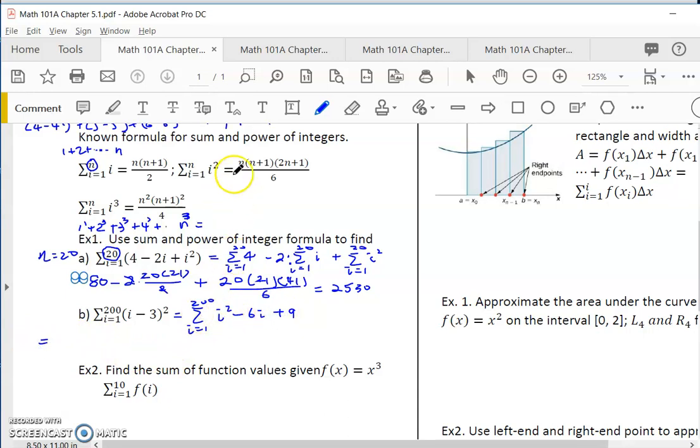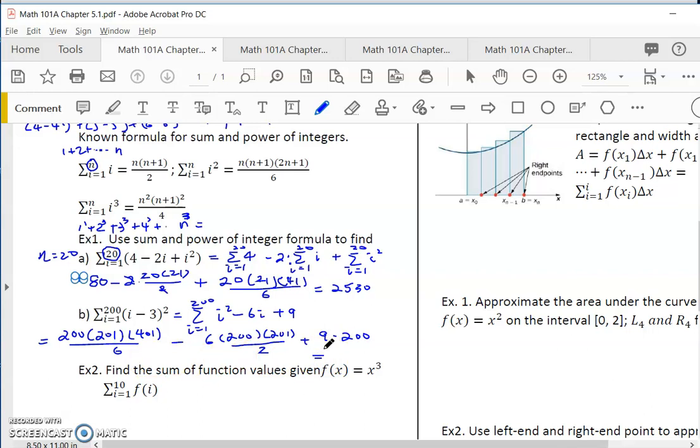Sigma i squared, I would use this, but my n is 200, so it will be 200 times 201 times 2 times 200 is 400, 401 over 6. That's the first one. Minus 6 times sigma i is this one, right? 200 again, and 201 over 2, plus 9 times 200, right? So if you put it in the calculator, you'll get a number.